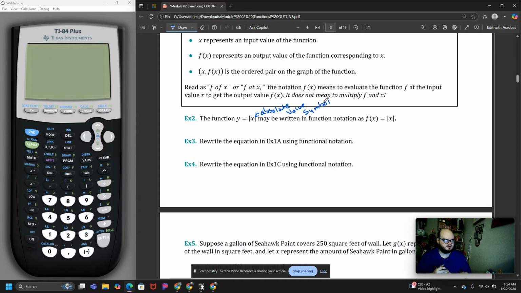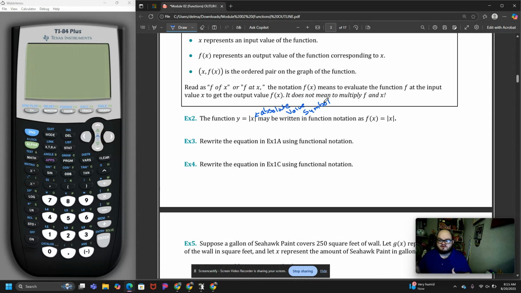I'll make that note for you. It can be written in function notation as f of x equals the absolute value of x. So at this point, f of x is replacing your y. You're used to seeing a y. Now you're going to see a lot more of f of x.